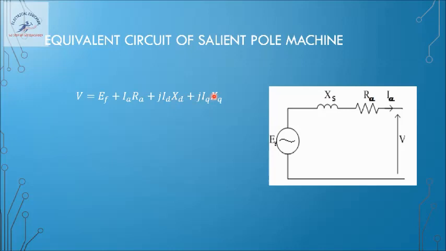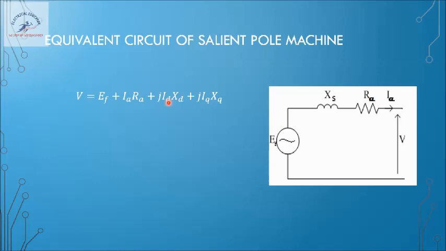Now V is equal to EF plus IA RA, and direct axis reactance, so there is an equivalent current for it, which is id, and quadrature axis reactance, so there is an equivalent current for it, which is quadrature axis current, iq. Now what are id and iq? id is the current which is in phase with the magnetic field, and iq is the current which is 90 degrees to the magnetic field. Now with the help of these equations, we have to draw the phasor diagrams.